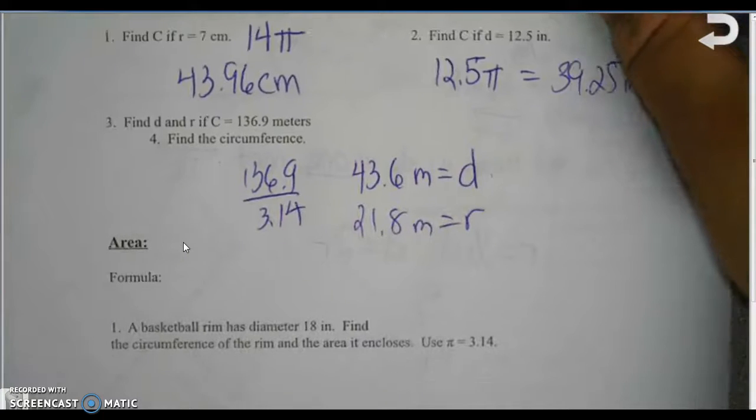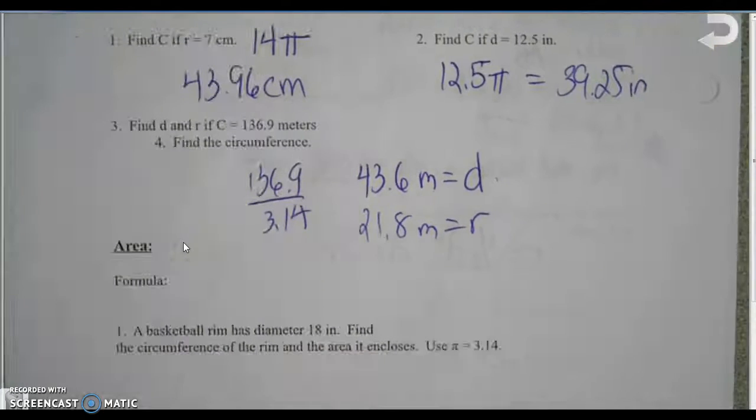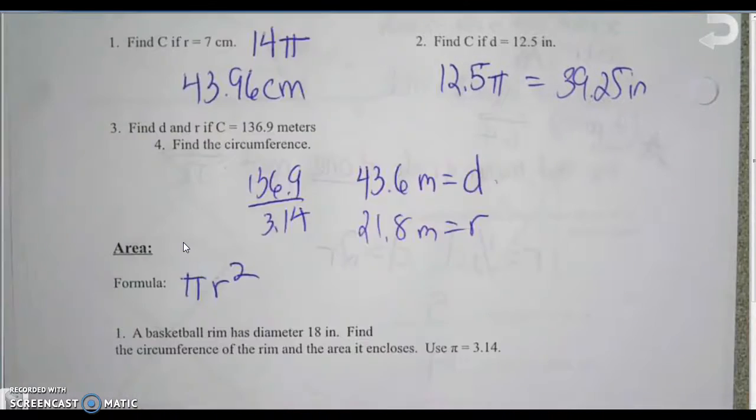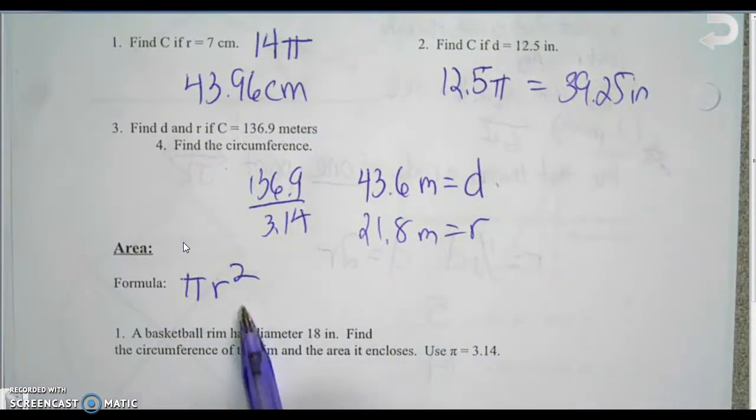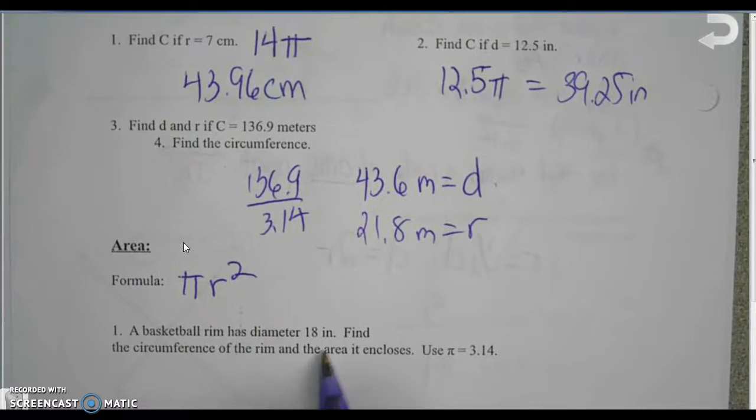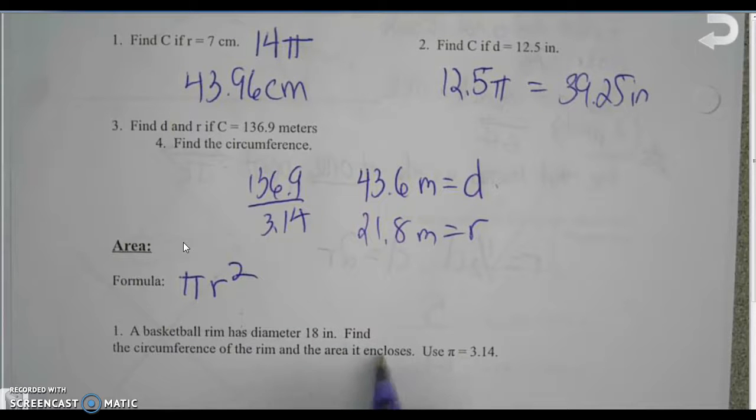The other thing that we got to remind you of from the past is area. The formula for the area of a circle is pi r squared. And so here, in question number 1, it says the basketball rim has a diameter of 18 inches. Find the circumference of the rim and the area it encloses.